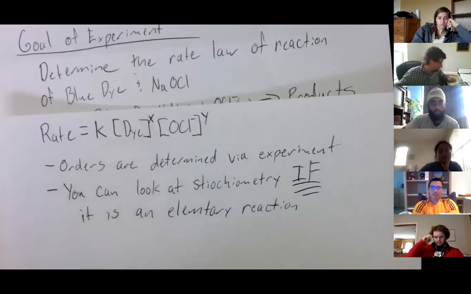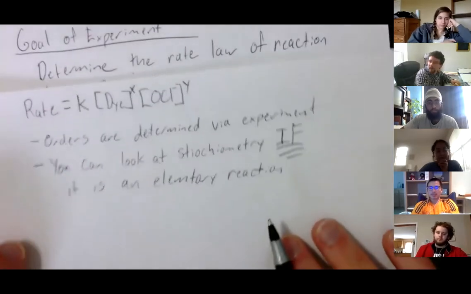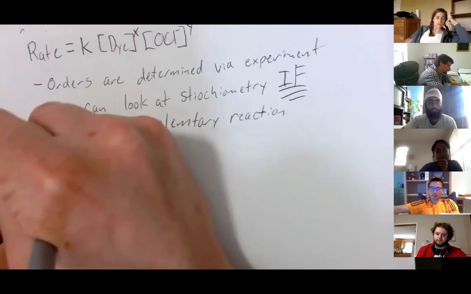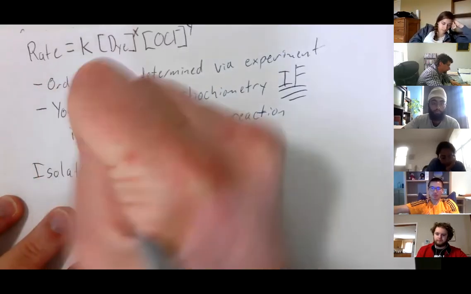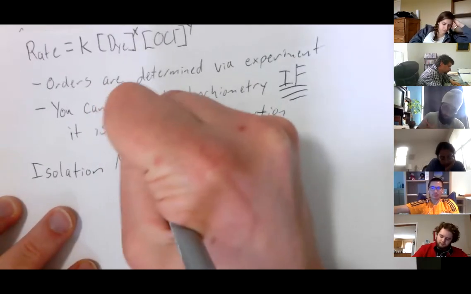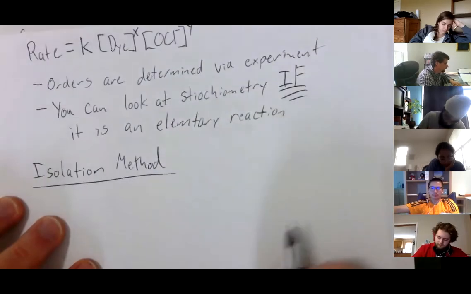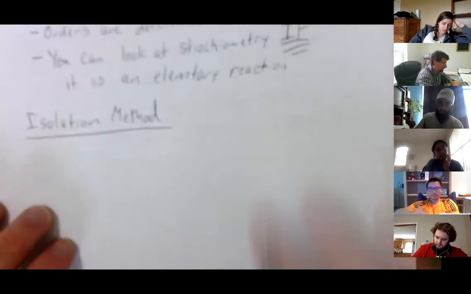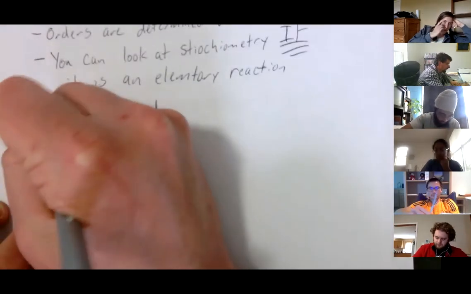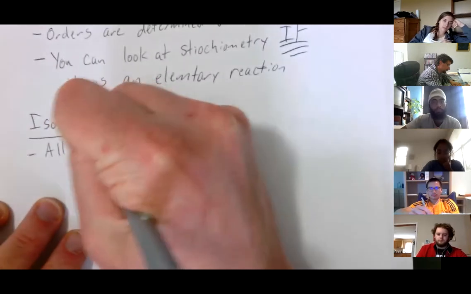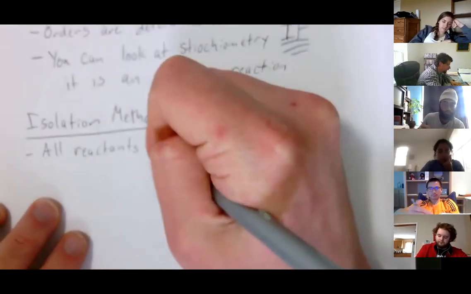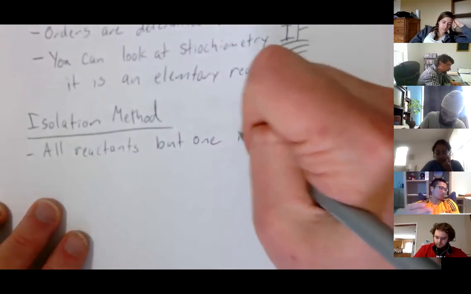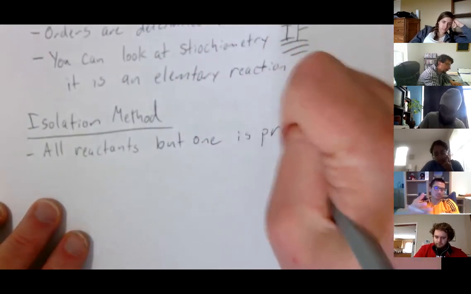All right, cool. All right, so let's talk about the isolation method. We're using a method today called the isolation method. And in this method, what we do is we have all reactants present, but one is present in a large concentration.